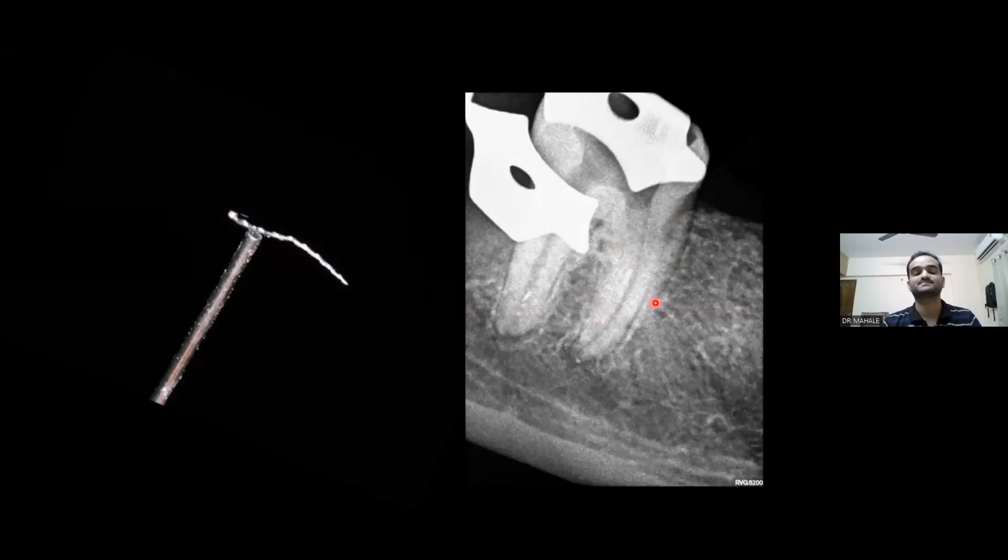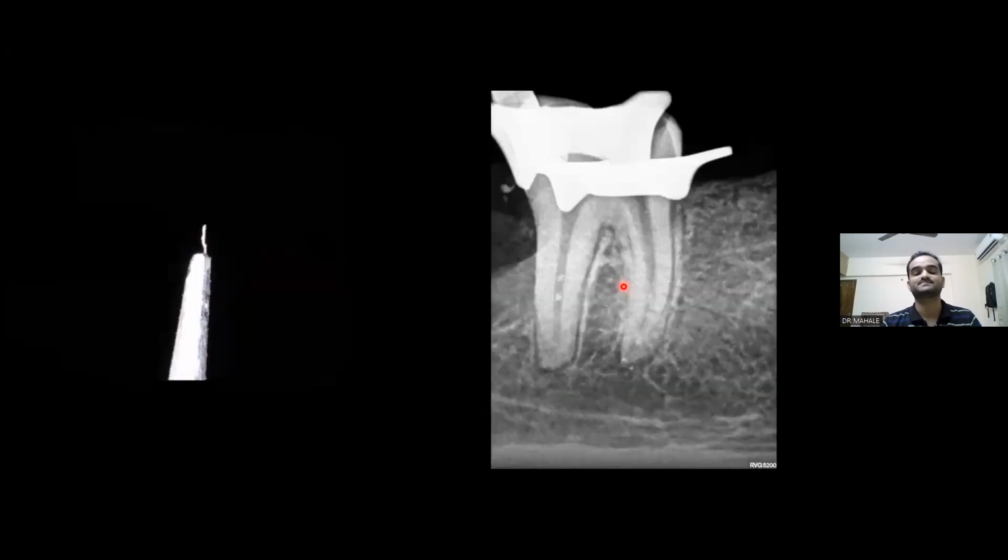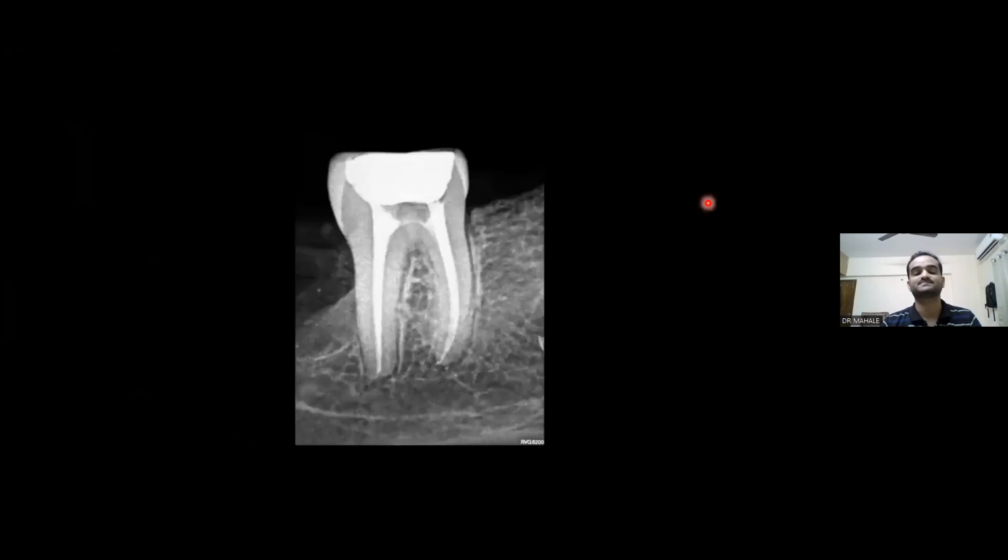So then I went in with ET25 to trough around the smaller fragment with minimal dentin removal to retrieve it within 3 to 5 minutes. So this was the smaller file which was retrieved, and then this is the access. This is the radiograph after instrument retrieval. So here also you can see there is very less dentin loss. So this was the obturation using a bioceramic sealer.